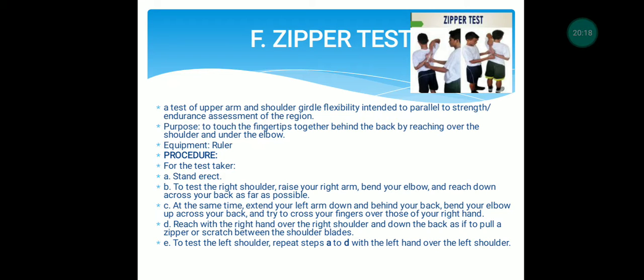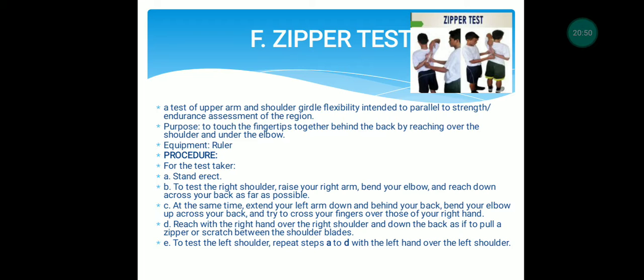So the zipper test. A test of upper arm and shoulder girdle flexibility, extended to a parallel to strength and or endurance assessment of the region. The purpose of this type of activity, the zipper test, is to touch the fingertips together behind the back by reaching over the shoulder and under the elbow.